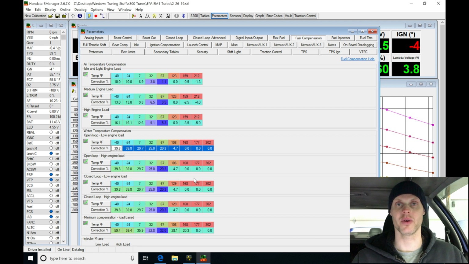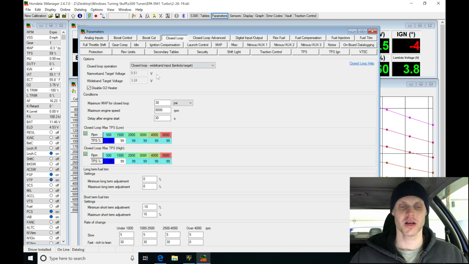Now, one thing I want to point out here is in the last video, I went in and set up my closed loop lambda, and I specifically set it on my wideband input lambda target. Now, we did this and I showed you how that worked, and we even set our closed loop up so it was running full-time closed loop no matter where we were operating. What I'm going to do here is actually expand my short-term adjustment trim to plus or minus 20.